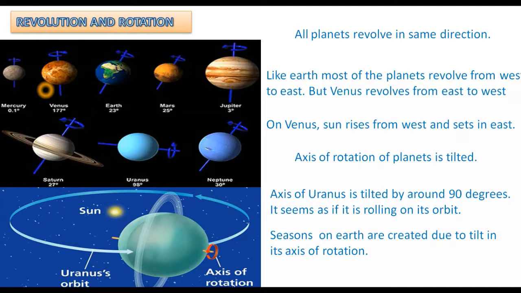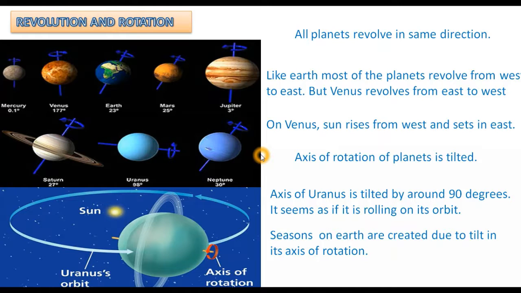Okay, and one more thing is that the axis of rotation of planets is tilted. You can see here the tilted axis of rotation, but if we look at the axis of Uranus, that is tilted by around 90 degrees. The rest of the planets have a little tilted axis. Like you can see here, Venus has 177 degrees, Earth has 23 and a half degrees tilted, Mars has 25 degrees. But it is only Uranus that has the 90 degrees tilted axis.